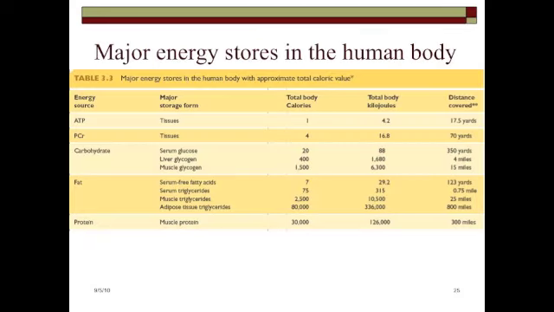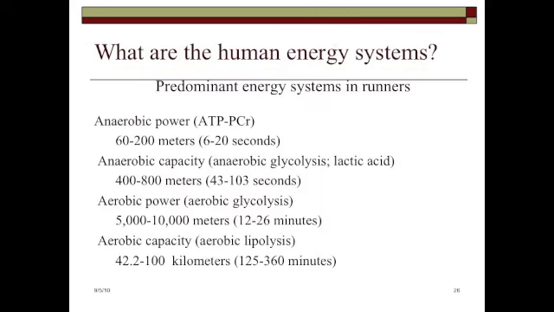Study this chart that gives you the energy source with the major storage form, as well as its total body calories stored, and the distance covered with this energy source. If we take a look at the predominant energy systems in runners, we can see that really can be broken down into 4 different energy systems: the anaerobic power, anaerobic capacity, aerobic power, and then also your aerobic capacity. And you can see how the distance or seconds would increase through these systems.